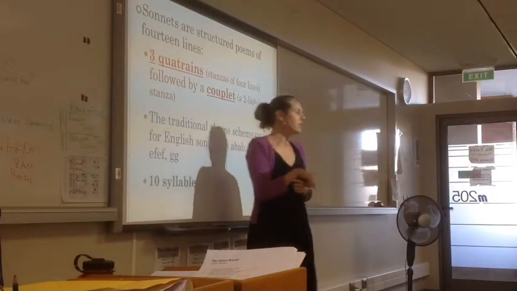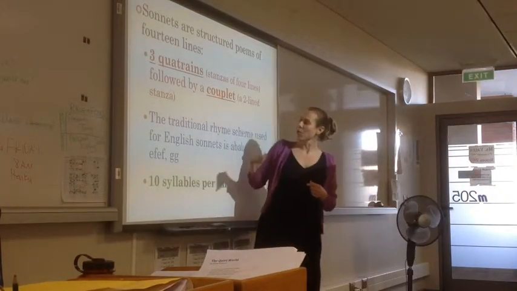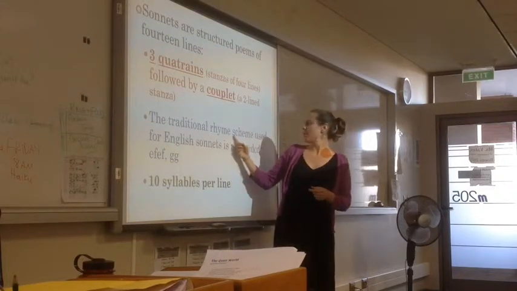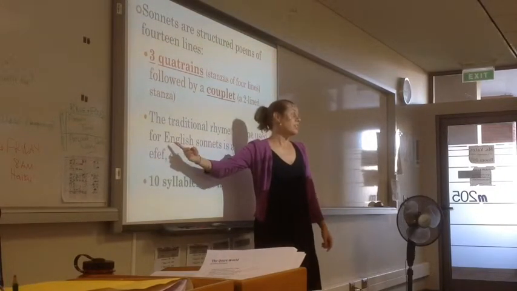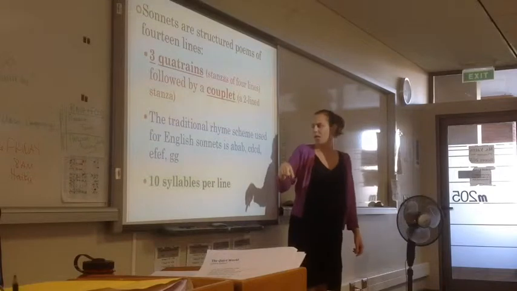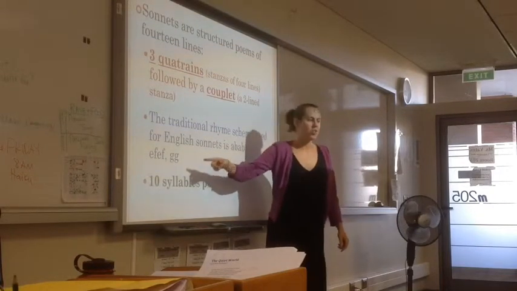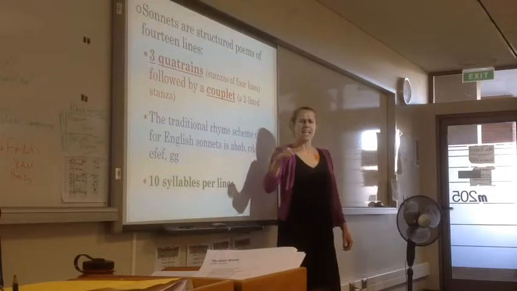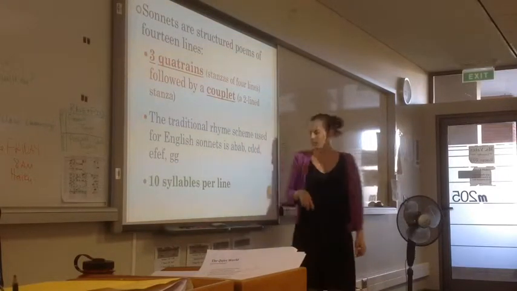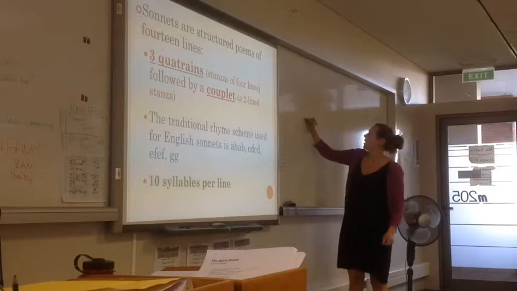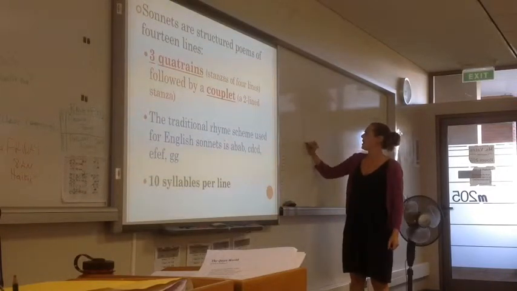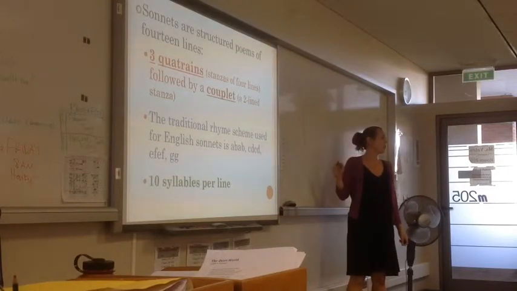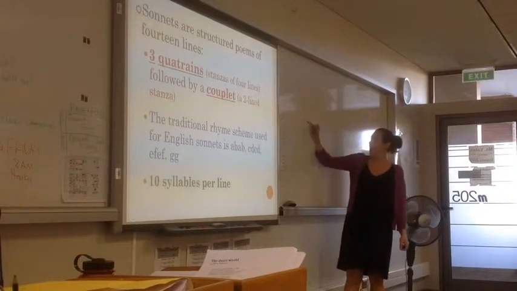All right, so let's talk about our second rule. If you're listening, clap twice. Our second rule says it has a traditional rhyme scheme, which is A, B, A, B, C, D, C, D, E, F, E, F, G, G. Whoa. What does that mean if it's A, B, A, B? What rhymes? A and A, and B and B.